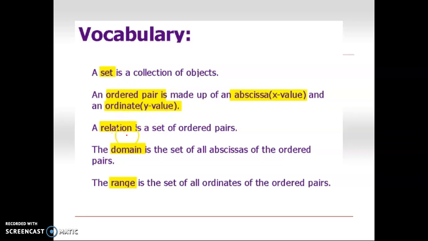A relation is a set of ordered pairs, any set of ordered pairs. There's no particular rule for that except it's just a set of ordered pairs. The domain is the set of all the abscissas, so that's all the x values, and the range is the set of all ordinates, so that's all y values.